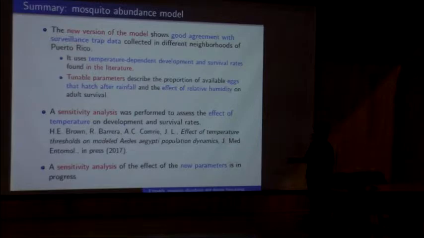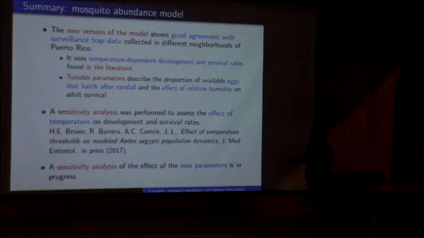And so my colleague and I, a while back, did a sensitivity analysis for the old version of the model. Essentially what came out of this study is that it doesn't really matter what the functional shape of the development rate is. What really matters are the thresholds: when the mosquitoes develop, in what temperature range they develop.